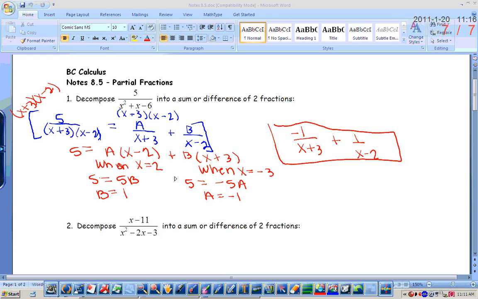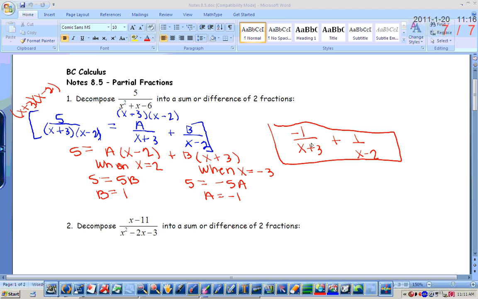Okay, good question. You can pick any values you want for x. If I picked x equals 0, I would get rid of my x's, but I would still have an A and a B. And if I picked, say, x equals 1, I'd still get rid of the x's and still have an A and a B. And then it would cause me to have a system of equations with A and B. But if you pick those strategic values of x, then you skip that step of having to have a system.